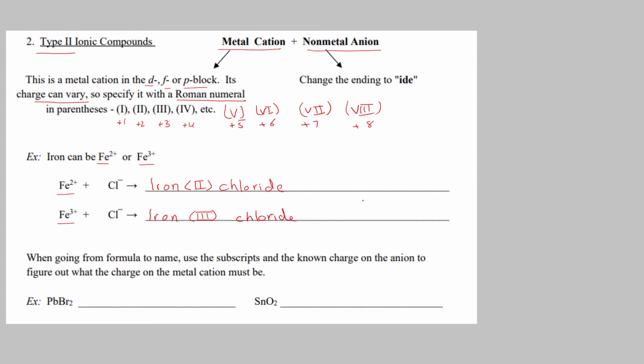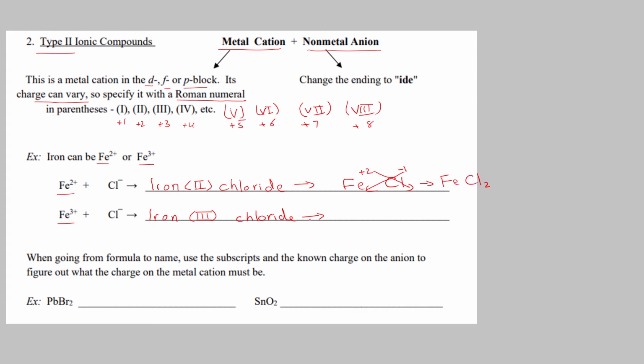Now, if we go backward from name to formula, I'm giving a name to this iron. So I have iron, and what is the charge on the iron? I know the charge on the iron from this name. So the charge on the iron is Fe +2. Chloride always has a -1 charge. I can simply move these charges diagonally like this to get the formula, and the formula will be FeCl2.